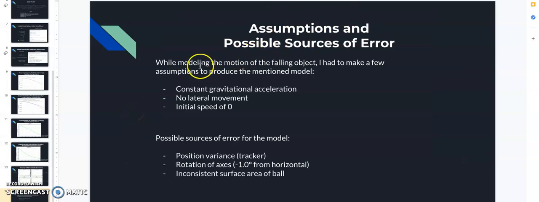A few assumptions and possible sources of error. While modeling the motion, I had to make a few assumptions. The constant gravitational acceleration because we're close to the surface. No lateral movement. I did have to make sure that it was only going down in the y direction, and the initial speed was actually 0. A few sources of error were the position variance when I was trying to track the data in the tracker, the rotation of the axes by -1 degrees from the horizontal, and an inconsistent surface area of the ball for the drag force.